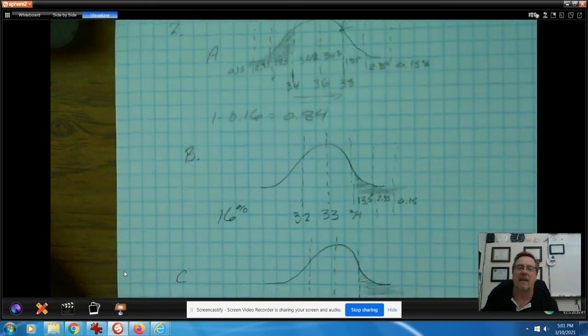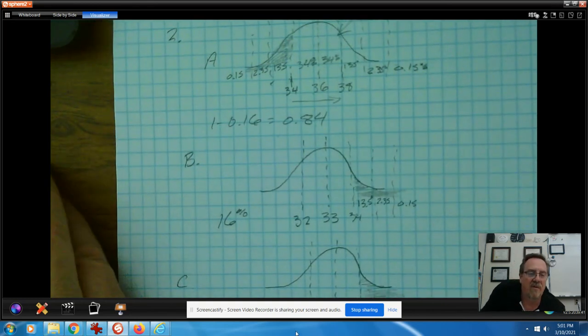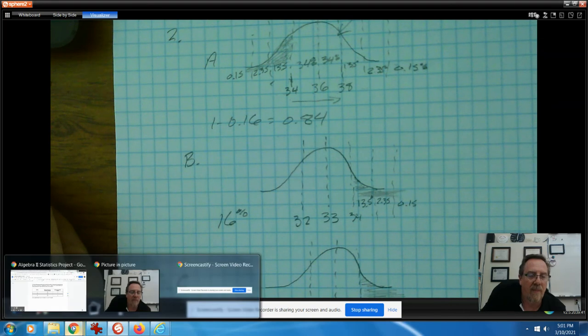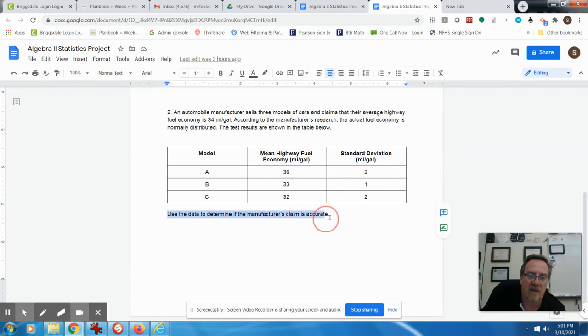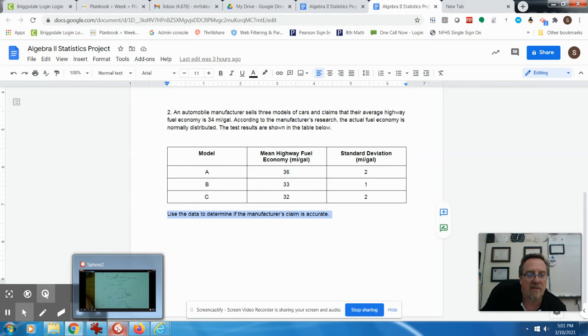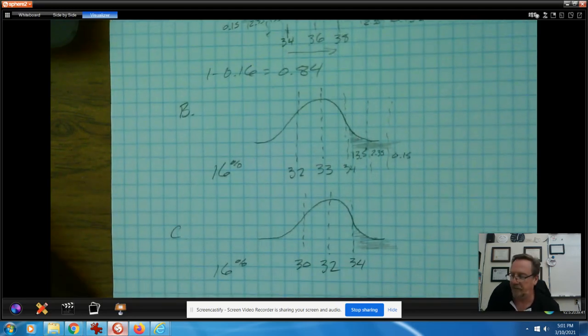All right, let's go back to what was our goal here. It just said, use the data to determine if the manufacturer's claim is accurate. Well, what is it that they said? They said, according to the manufacturer's research, their average highway fuel economy is 34 miles per gallon. Is that an accurate statement? Well, I don't know.